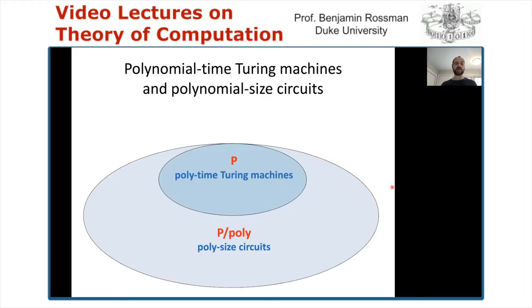Okay, good. So we've now defined the class P/poly, and we've proved that it contains the class P. Next I'm going to describe alternative characterizations of both of these complexity classes. Both P and P/poly can be characterized in terms of Turing machines and in terms of circuits. We'll define this one first.